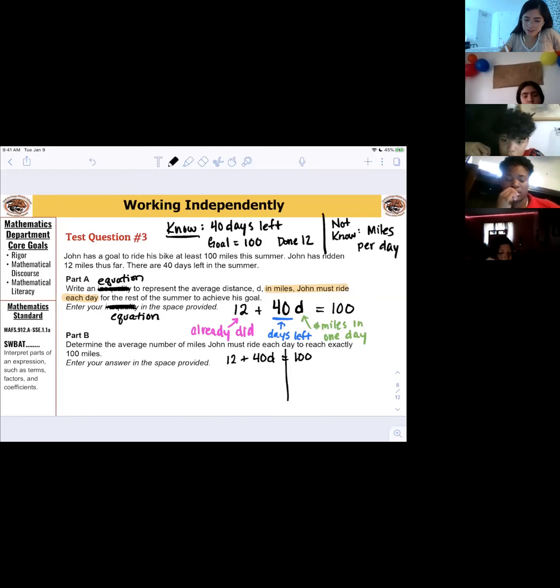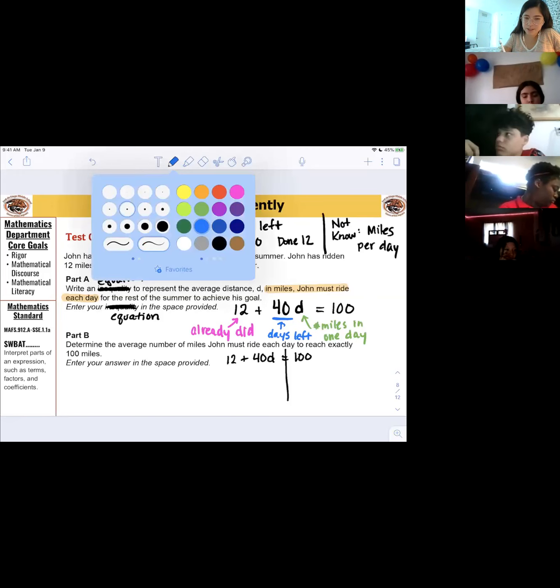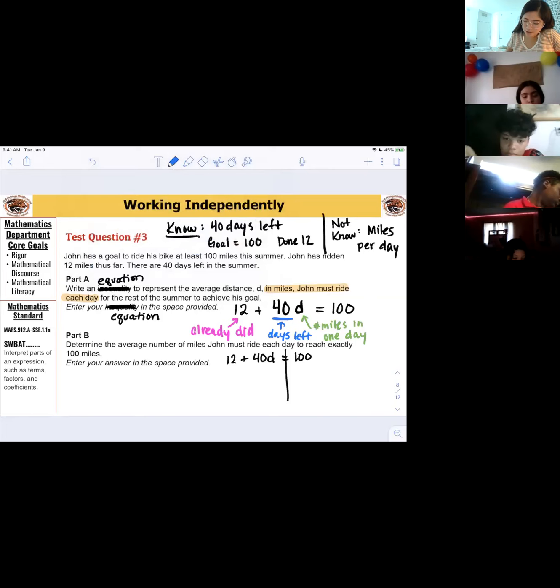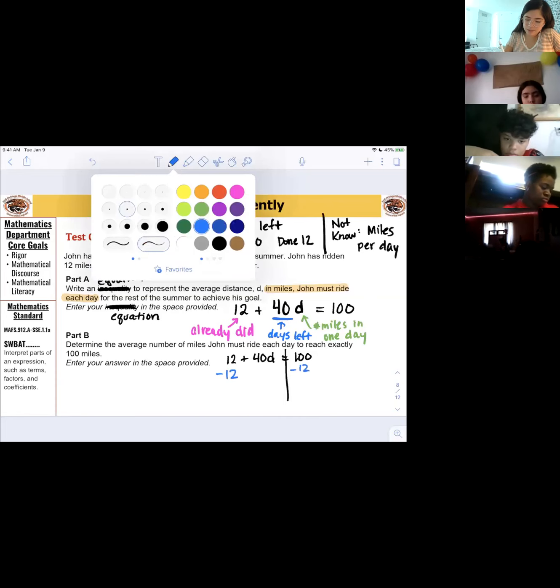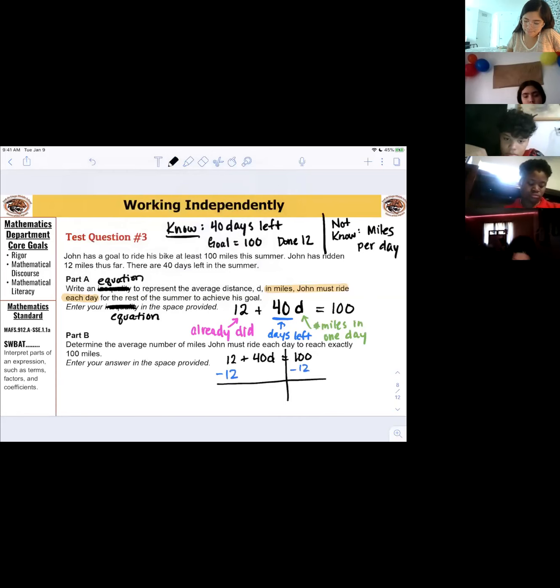So let's go ahead and solve it and see what we get, and then we'll determine if it seems like a good answer. So to get d by itself, I need to get rid of that 12. I'm going to subtract 12 from both sides, which leaves me with 40d equals 80.